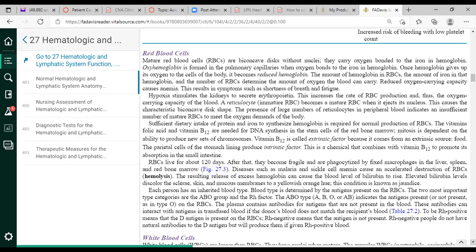Patient's stool may change in color. So patients need to be educated about the change in color of their stool, where their stool may actually come out dark. It may look black from iron supplements. Okay. And it points out to you all that red blood cells live for about 120 days.